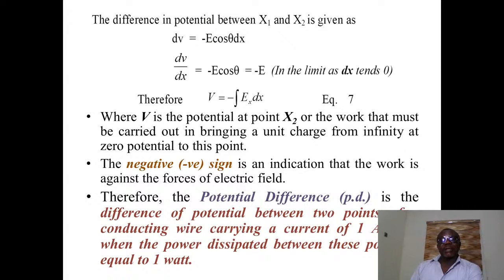So the difference in potential between x1 and x2 is giving us dV equals minus E cos theta dx. Of course, if you differentiate it, dV/dx will be equal to minus E cos theta. If theta tends to 0, it means that dx is also tending to 0, so it becomes that dV/dx will be equal to minus E. Therefore, V will be equal to minus the integral of Ex dx. We call that equation 7.